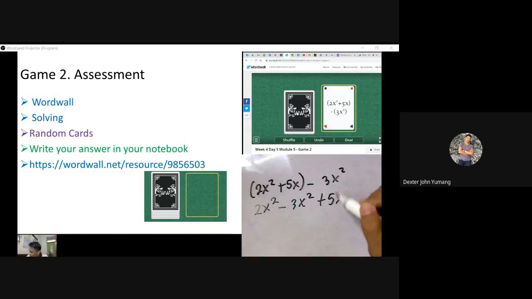So, 2 minus 3, meron kang pambayad na 2, pero 3 ng utang mo. May kulang ka pa na piso, that is negative x squared. Pwede siyang negative 1, pwede pong walang 1, kasi invisible po ang 1. Plus bring down 5x. So the answer here is negative x squared plus 5x. Okay na? Ready? Next.